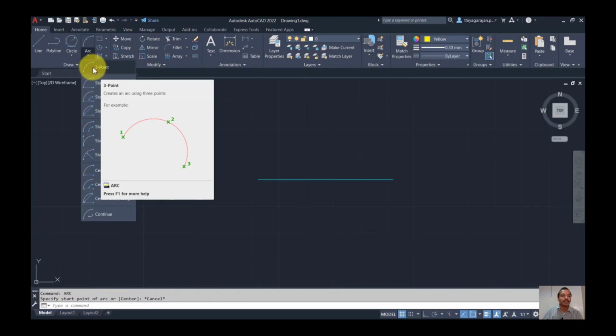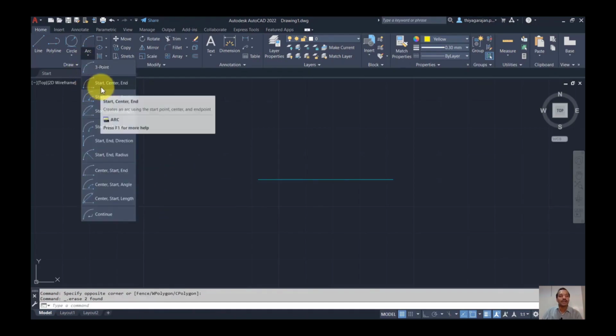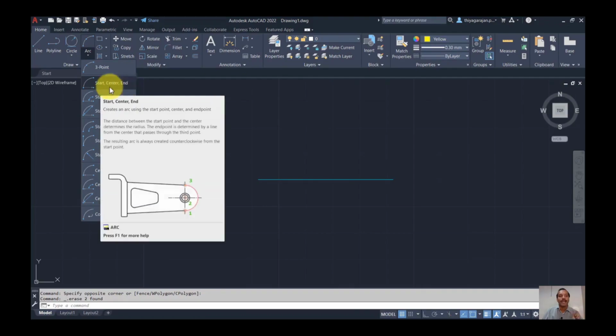First is the 3-point method. Just like a circle, any 3 points, 1, 2, 3. Similarly, for the arc, 3 points, 1, 2, 3, in any direction. You just give the 3 points, and connecting them, you will get the arc. Now I'm going to do the start, center, end method. I have to give the start point and center point, then the amount of arc will be decided by the third option.